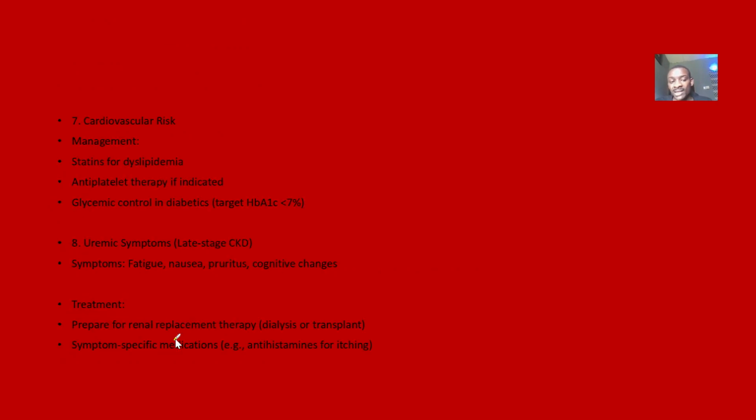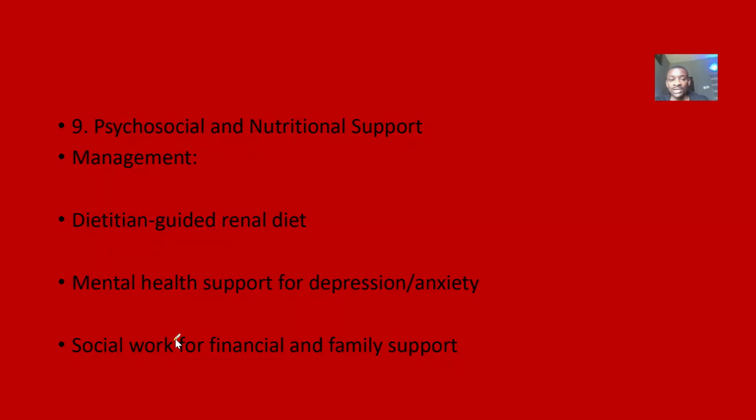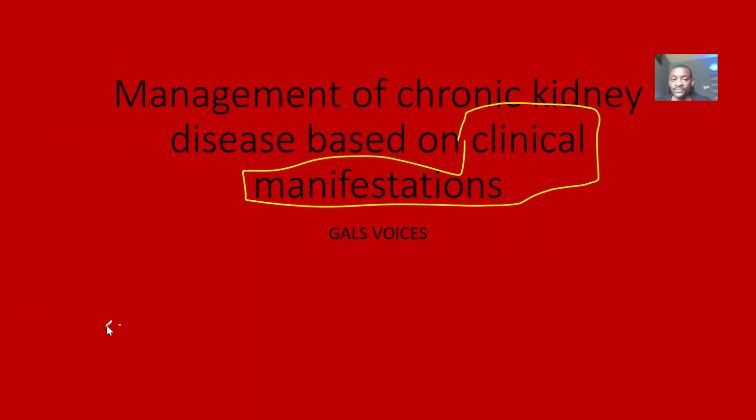Okay, then heart issues, where you are using drugs that will prevent all those heart complications. Uremic symptoms, okay, renal replacement, or you just treat symptom by symptom. So psychological issues, that one, they will guide you on the type of food to be eating. Mental health support for depression and anxiety, social work for financial and family support. So this is what we have here for the management of chronic kidney disease, and this is based on the signs and symptoms that are actually coming up.